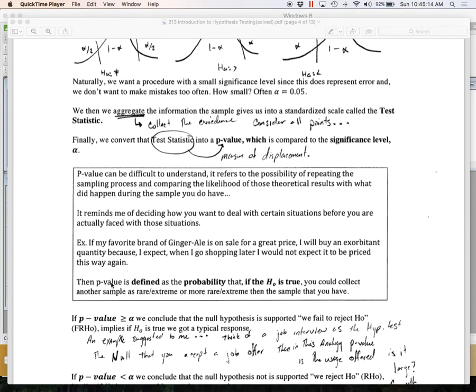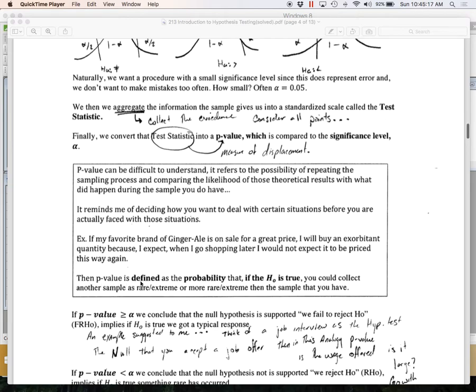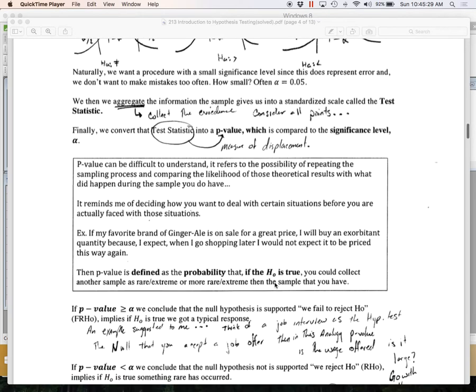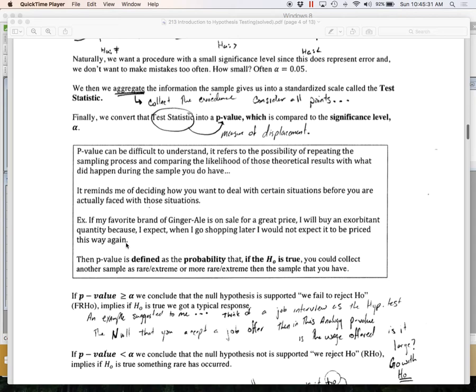So the p-value then, formally what it means, it's defined as the probability that if the null hypothesis is true, you could collect another sample. You could go out again and see something as rare or more rare than the sample that you've actually got. Okay, so this is important in knowing how to interpret the hypothesis test. A very big part is understanding the p-value.